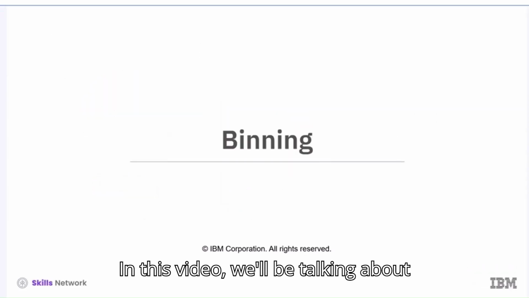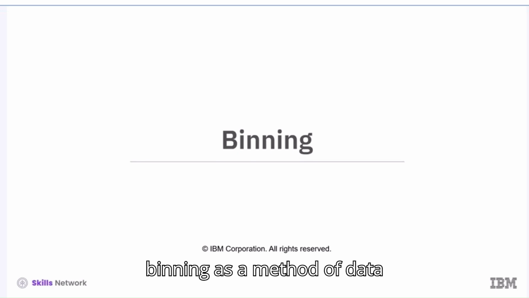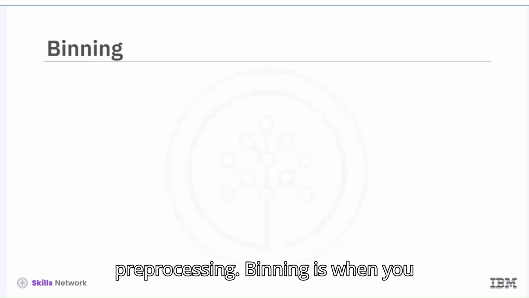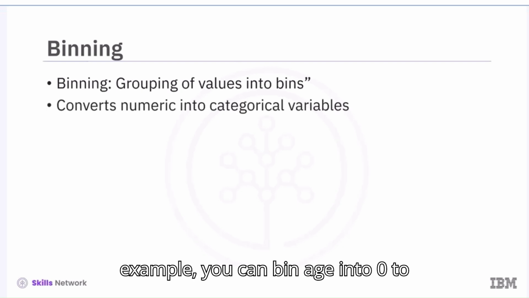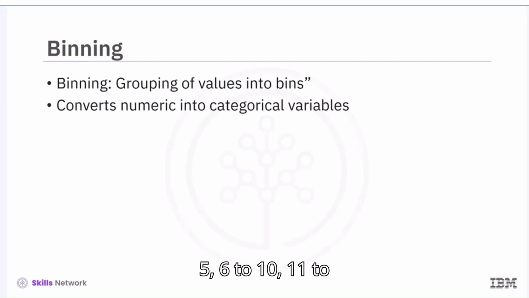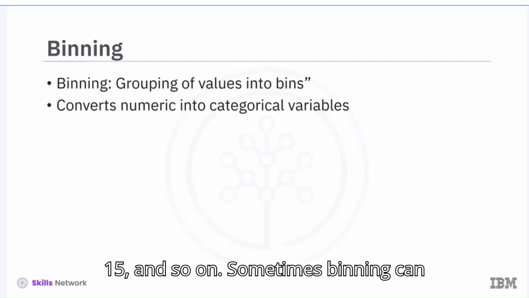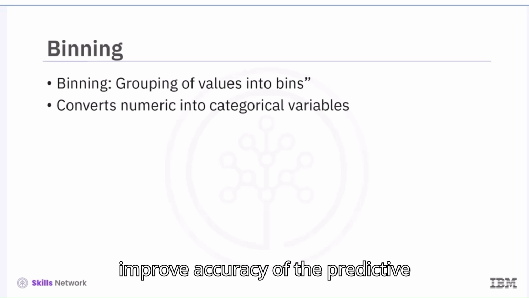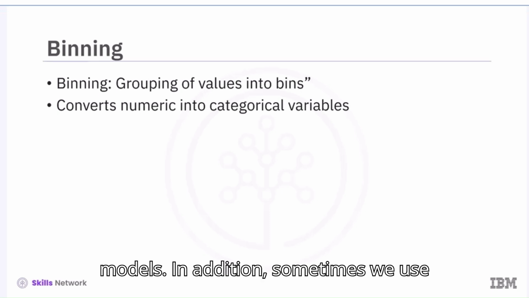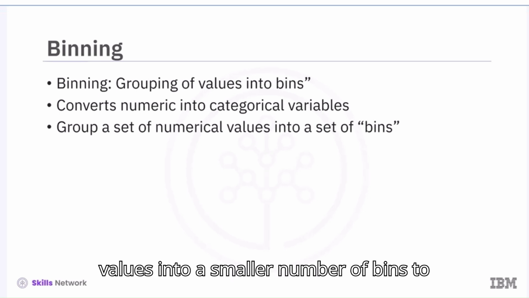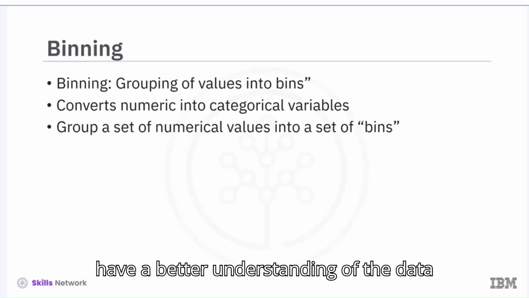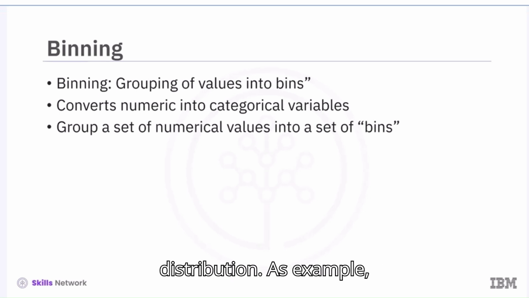In this video, we'll be talking about binning as a method of data pre-processing. Binning is when you group values together into bins. For example, you can bin age into 0 to 5, 6 to 10, 11 to 15, and so on. Sometimes binning can improve accuracy of the predictive models. In addition, sometimes we use data binning to group a set of numerical values into a smaller number of bins to have a better understanding of the data distribution.